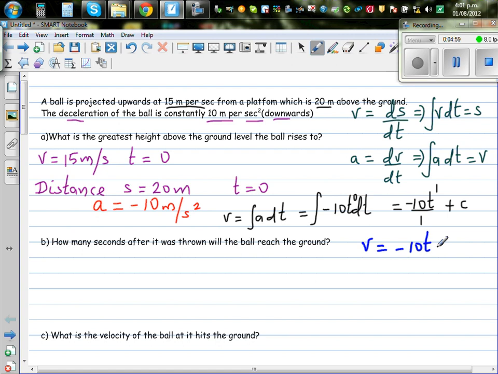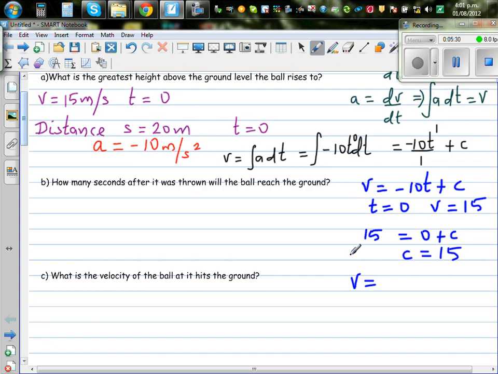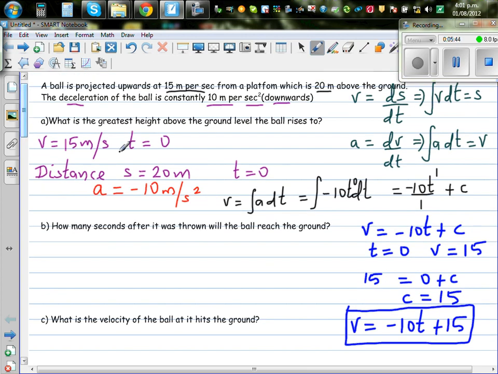Now I need to find c. For that I know when t is 0, your velocity is 15. So let us put this back in this equation. So 15 is equal to 0 plus c. So this means c is equal to 15. So you can say velocity as a function of time is minus 10t plus 15. Your velocity when time is 0 is 15, and then it is decreasing at the rate of 10 meters per second every second. That's why the acceleration is minus 10 meters per second squared.